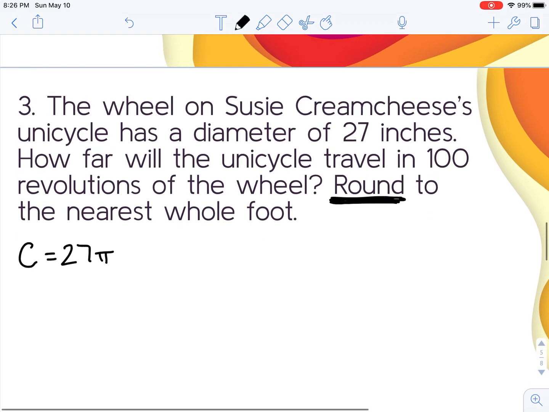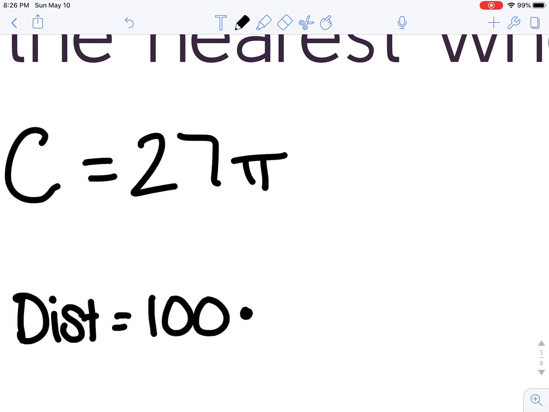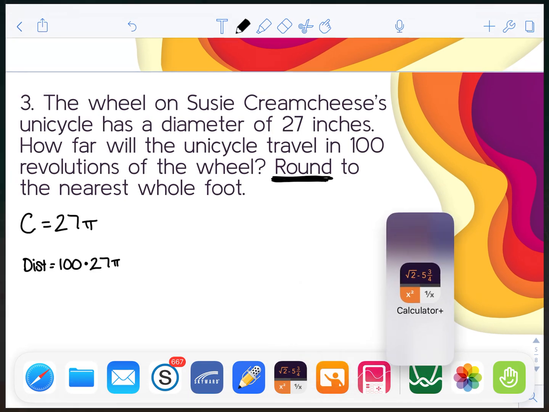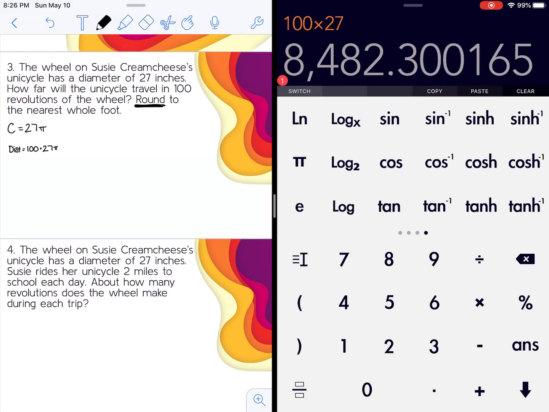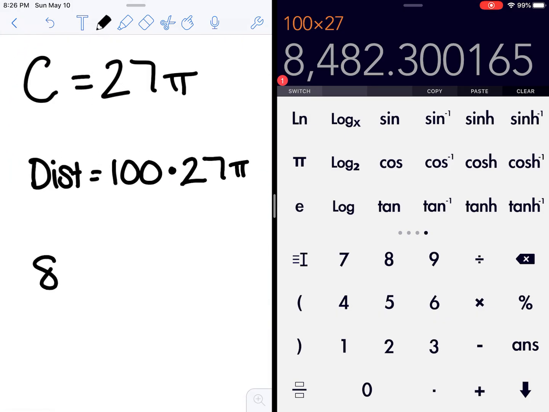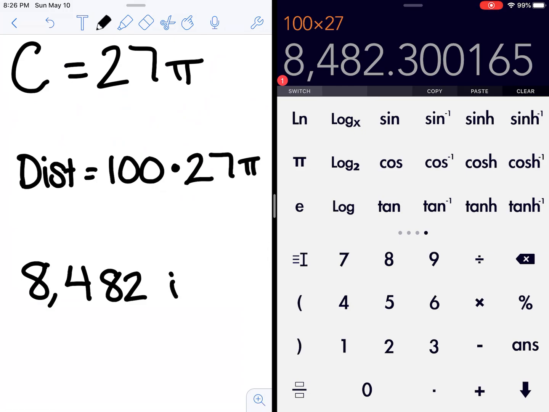She's going to turn that wheel 100 times over. So the distance will equal 100 times the length of each one that it turns over, 27 pi. So if I throw that into my calculator, and for some reason it's not showing the pi in this, so don't stress about that if yours is doing the same thing. And I get 8,482 inches.